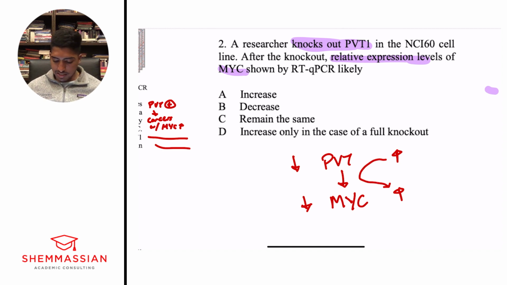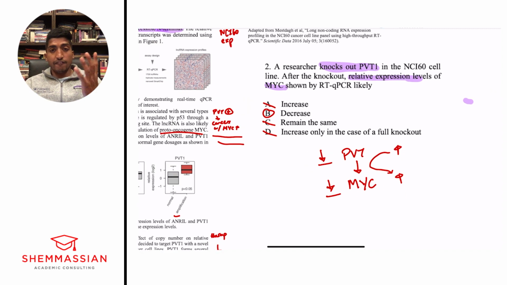And so here, since we're knocking it out, a knockout means we're decreasing the amount of expression, so we're going to have a decrease in MYC. And so B is going to be our answer. Not A, not remaining the same, and not increase at all. We know A and D are automatically out because this should be decreasing. And so with that, we see how we took a very complicated problem and made it into one simple arrow. If we can draw, we can identify that if one side of the arrow decreases, then the other side of the arrow also decreases.